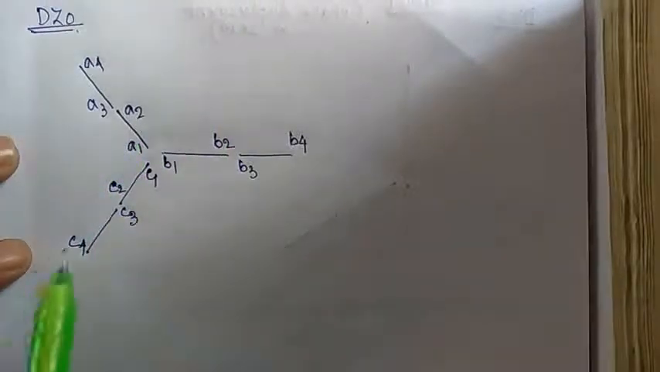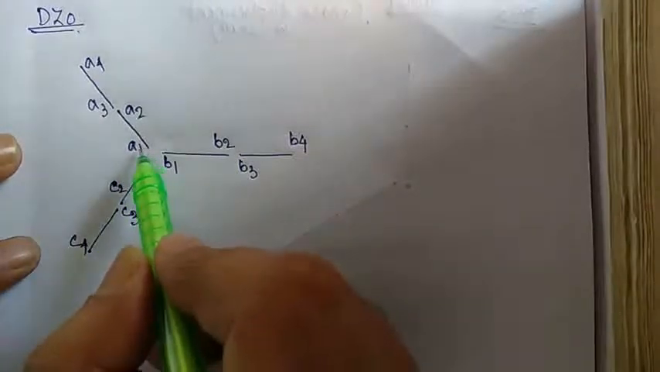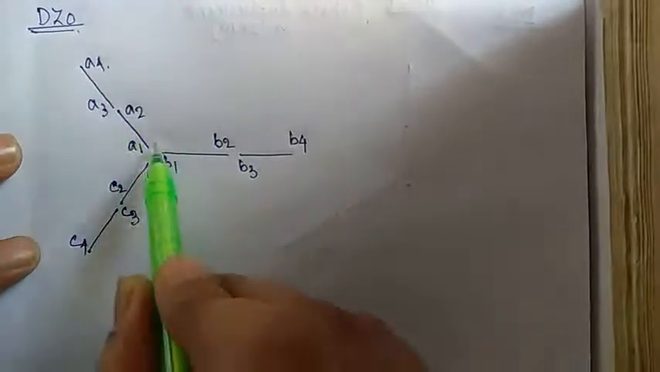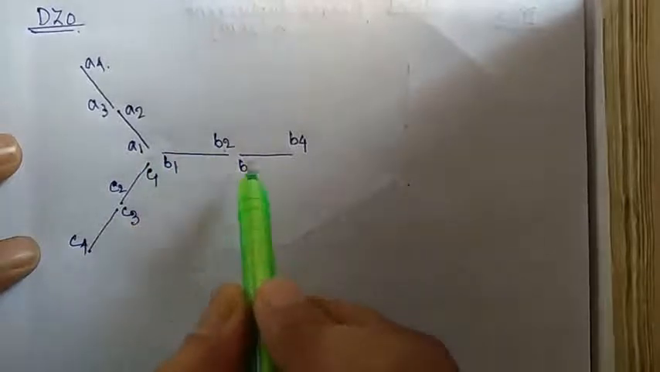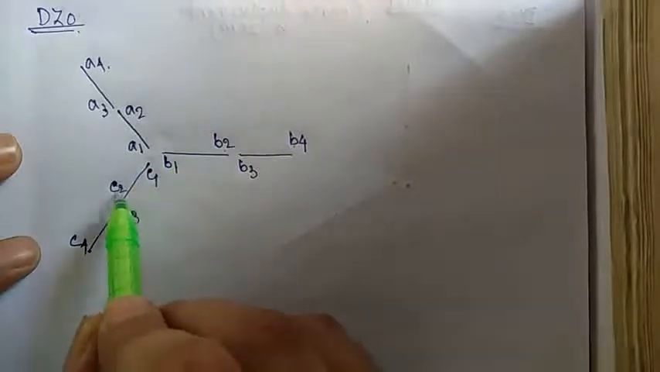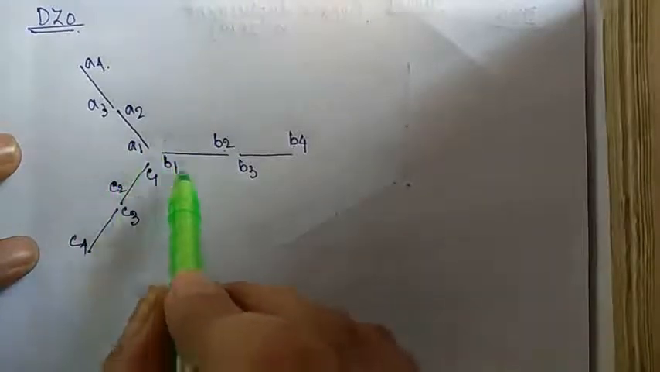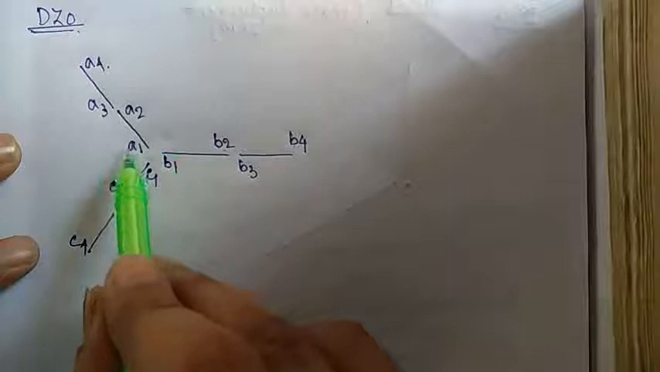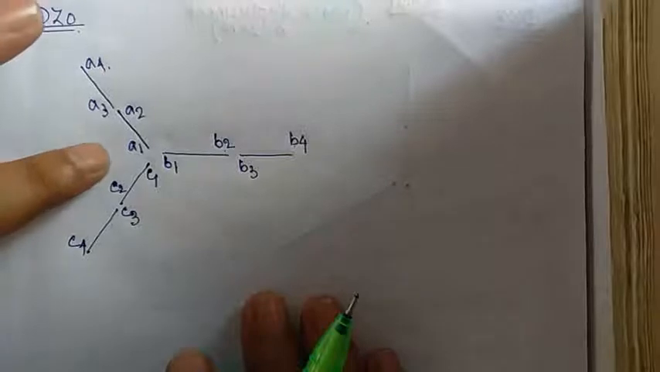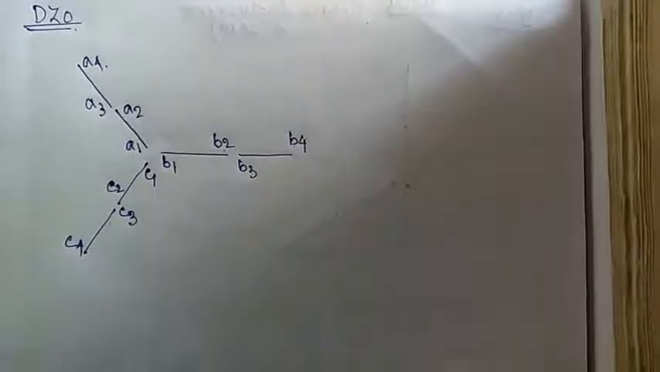So at first I draw a simple double star connection, that is A1, A2, A3, A4. This one is B1, B2, B3, B4, and this one is C1, C2, C3 and C4. So this is the double star connection. Now you have to construct this double star connection into a zigzag connection.